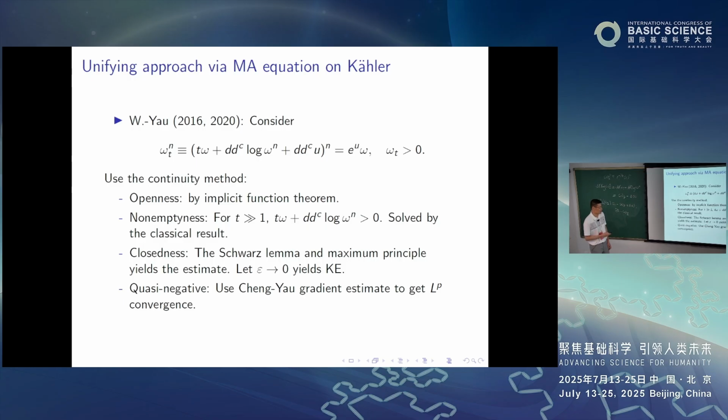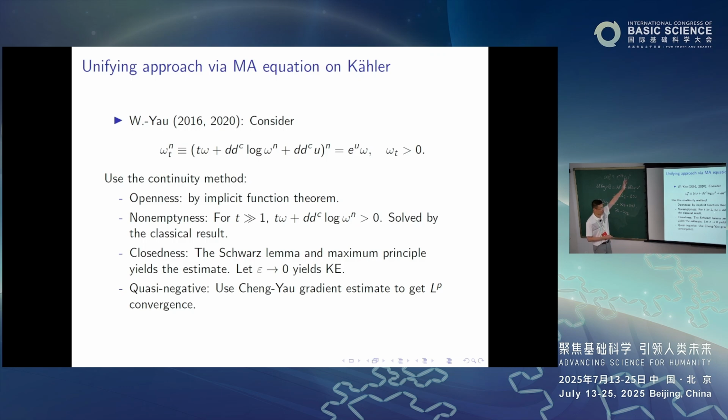The continuity method consists of several components. Openness is always true by the standard implicit function theorem, because the linearized operator is basically just Laplacian minus 1, which is invertible. Now the interesting thing is non-emptiness. In the classical Monge-Ampère equation, you set t equal to 0 and you get a solution. But here we start with very large t.